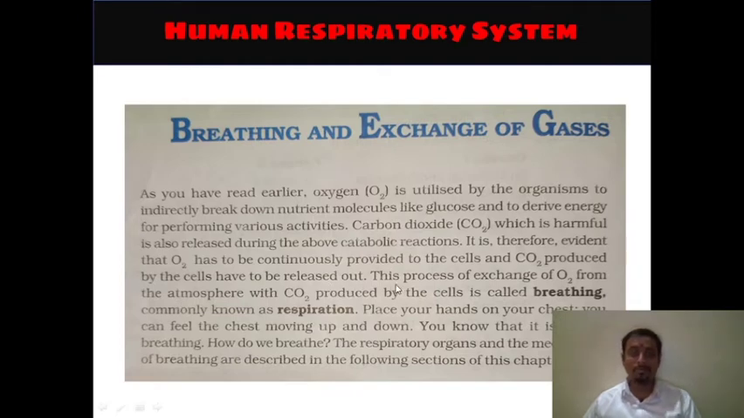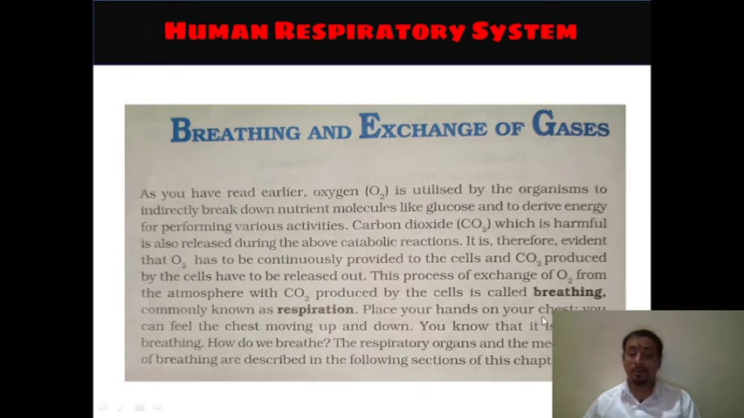Yes, because if CO2 resides inside the blood cells, it will block the taking of further oxygen and definitely block the digestion process and our life also. So this process of exchange of O2 from the atmosphere with CO2 produced by the cells is called breathing according to the NCERT 11th book, commonly known as respiration.